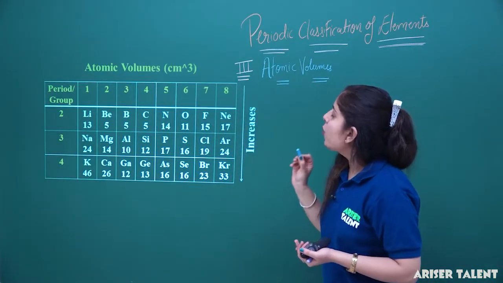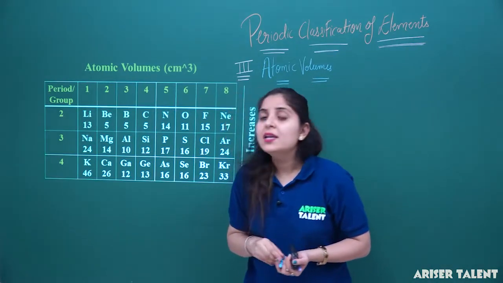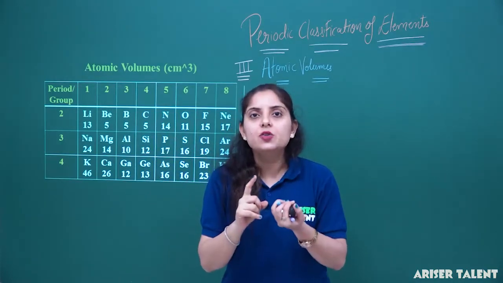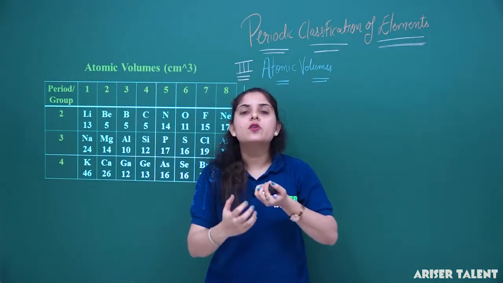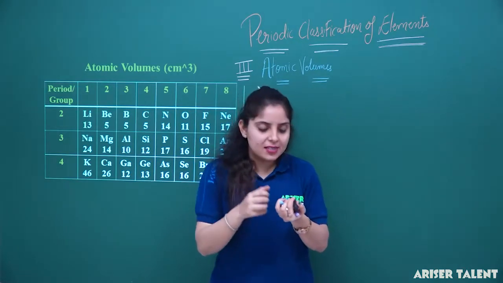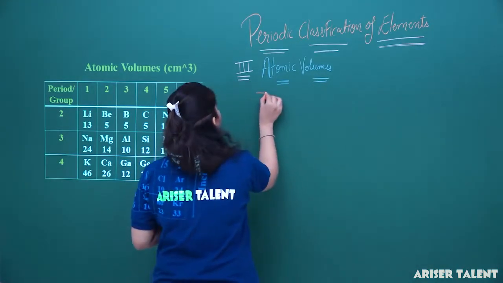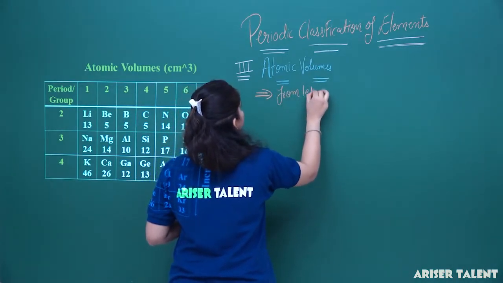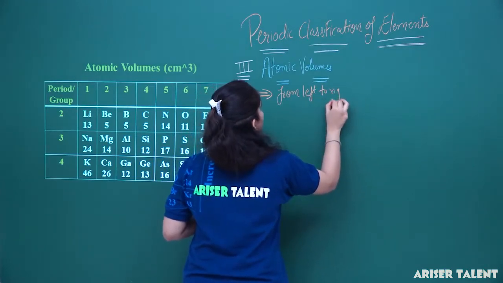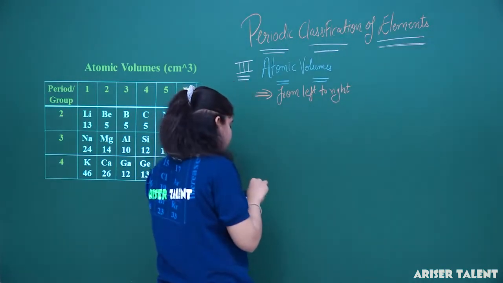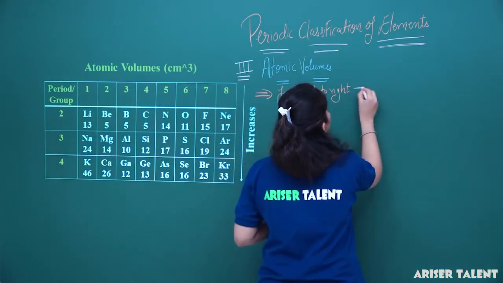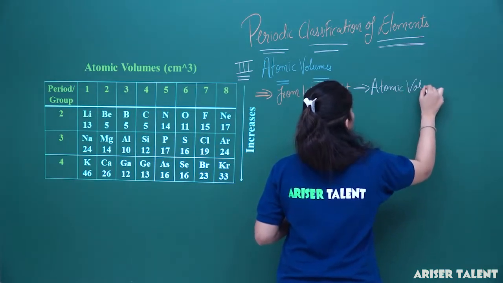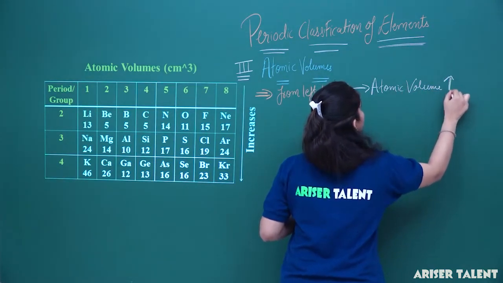So the trend we are observing in case of the atomic volumes is that, going from left to right in the periodic table, the atomic volume is going to increase. Why is it increasing? Because of the addition of new energy shells. So what points do we have to consider here? From left to right in the periodic table, atomic volume is going to increase.